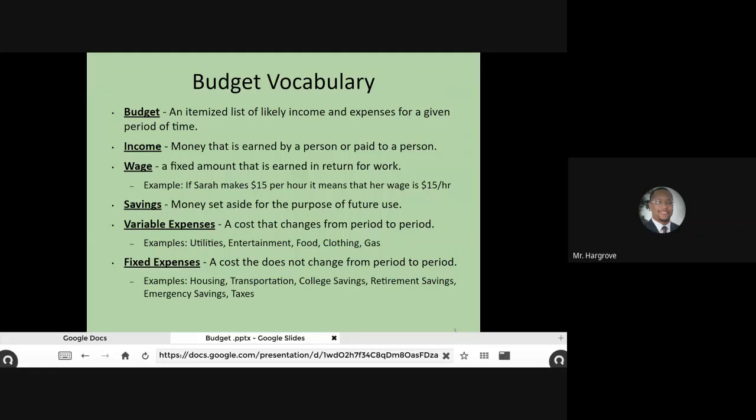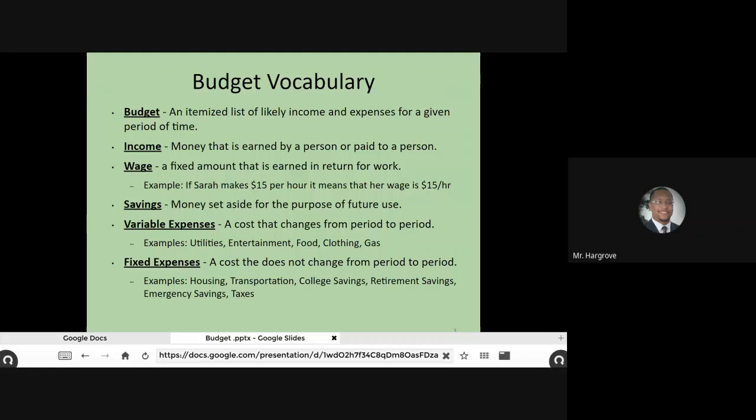Savings, that's money set aside for the purpose of future use. And then you need to understand variable expenses and fixed expenses. If it's variable, it's a cost that changes from period to period, so it varies. So an example of this would be like your utilities, your entertainment, food, clothing, gas. They change based on the amount that you use them.